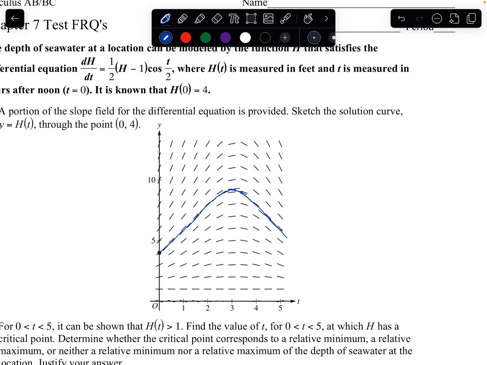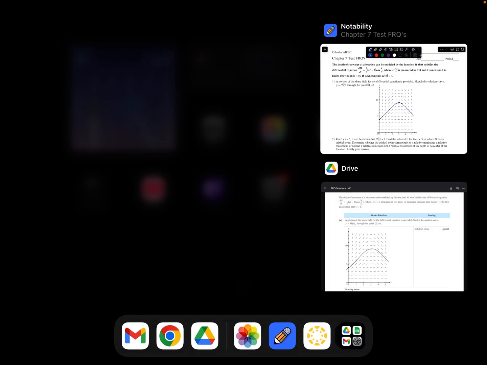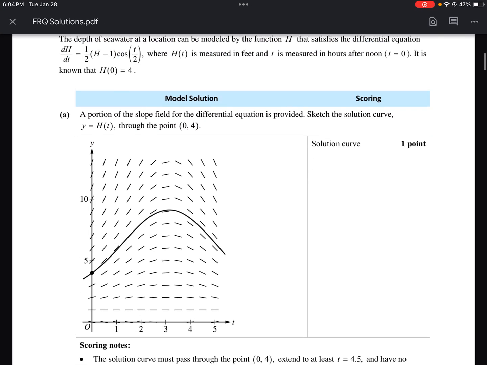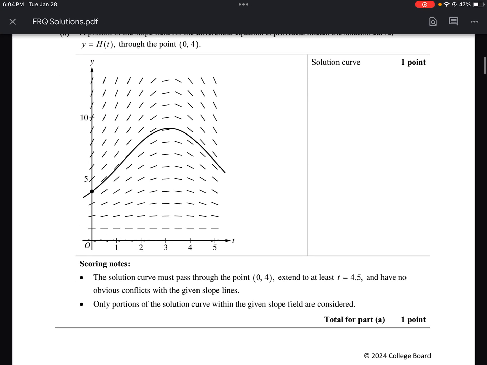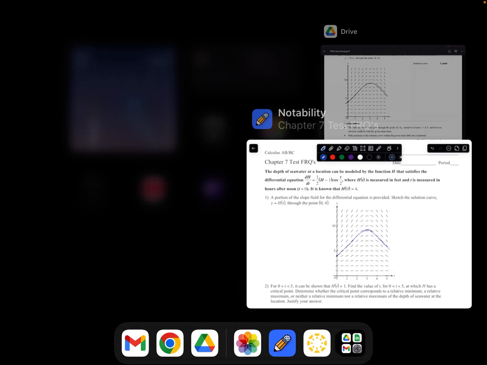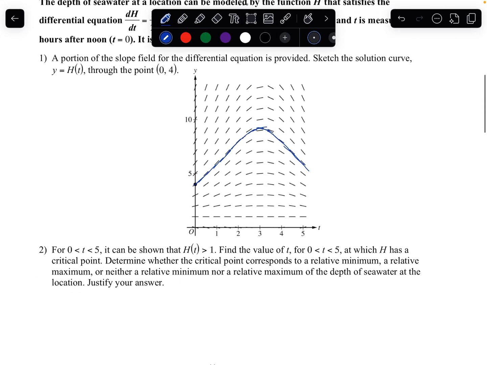And then as I go through these, I'm also going to go through the scoring guideline. So for A, what are you going to be graded on? So it's worth 1 point. The solution curve must pass through the point 0, 4, extend to at least 4.5, and have no obvious conflicts with the given slope lines. Only portions of the solution curve within the given slope field are considered. So I think mine's pretty good. I'd give myself a point if I do say so myself.